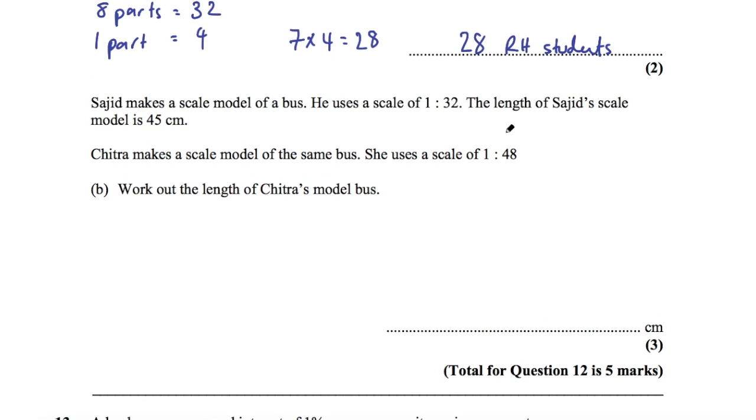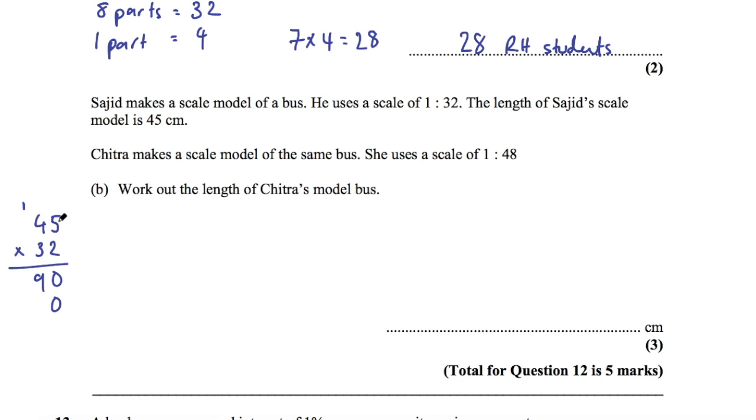Okay, for this question, we actually need to work out the length of the real bus to work out the size of Chitra's model. And the way we work out the size of the real bus is to take Sajid's scale and multiply 45 by 32. So let's go ahead and do that. 45 times 32. So 5 times 2, that's 10. Carry the 1. 4 times 2 is 8, plus 1 is 9.